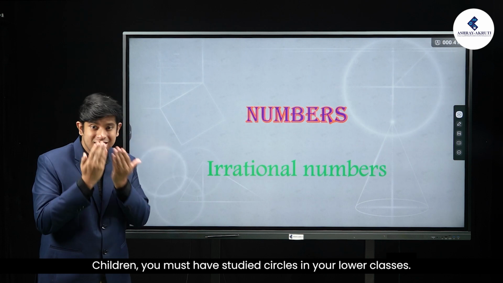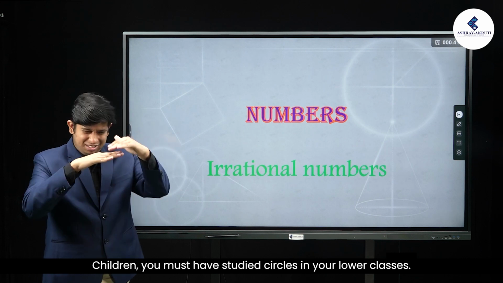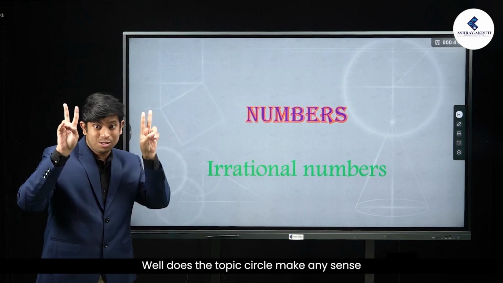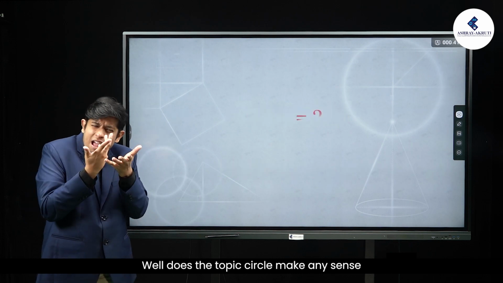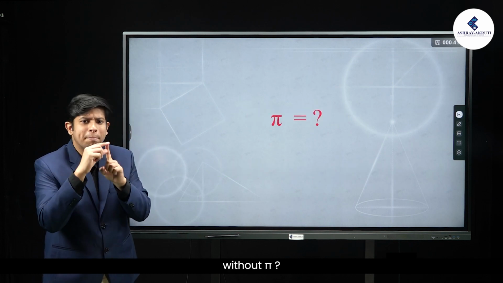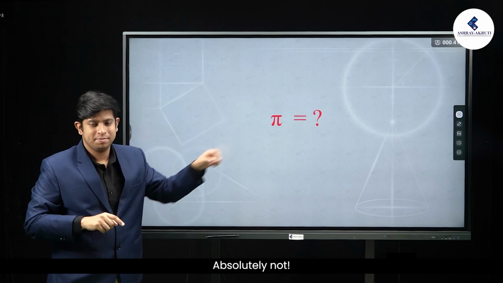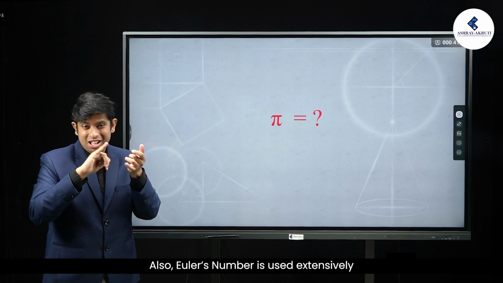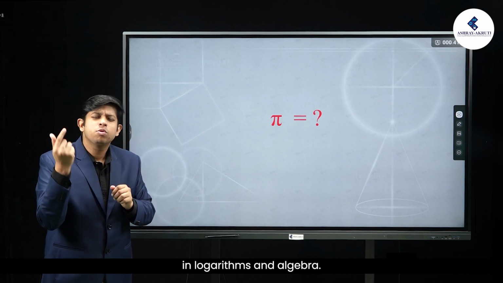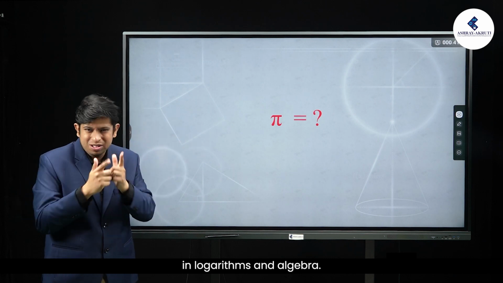Children, you must have studied circles in your lower classes. Well, does the topic circle make any sense without pi? Absolutely not. Also, Euler's number is used extensively in logarithms and algebra.